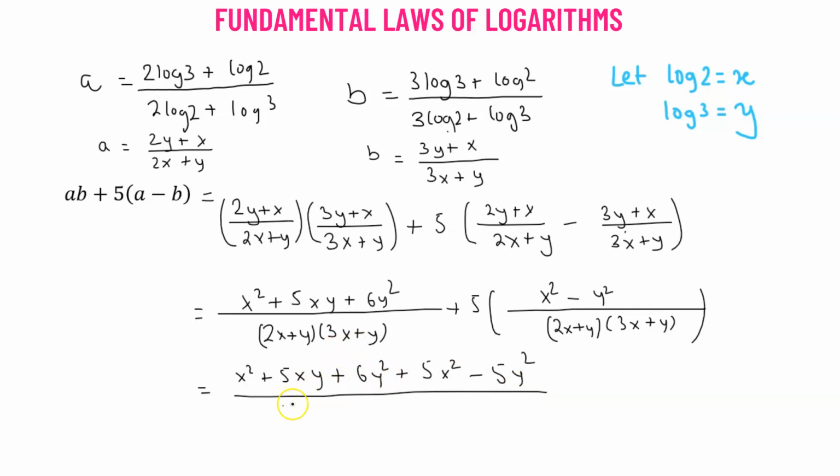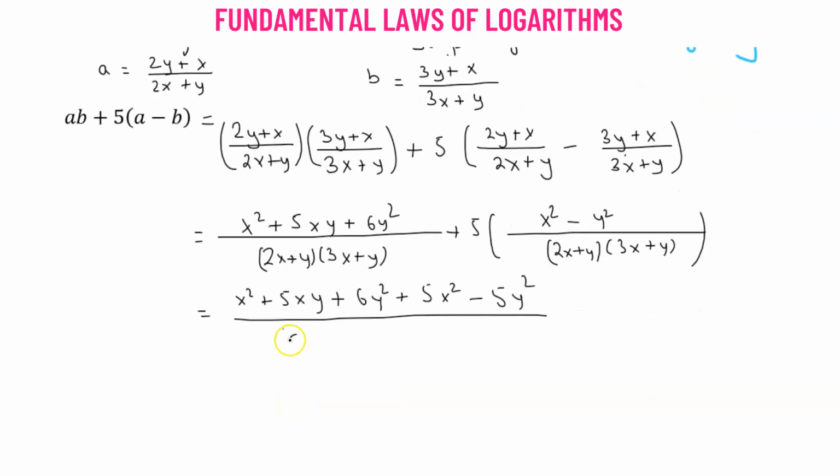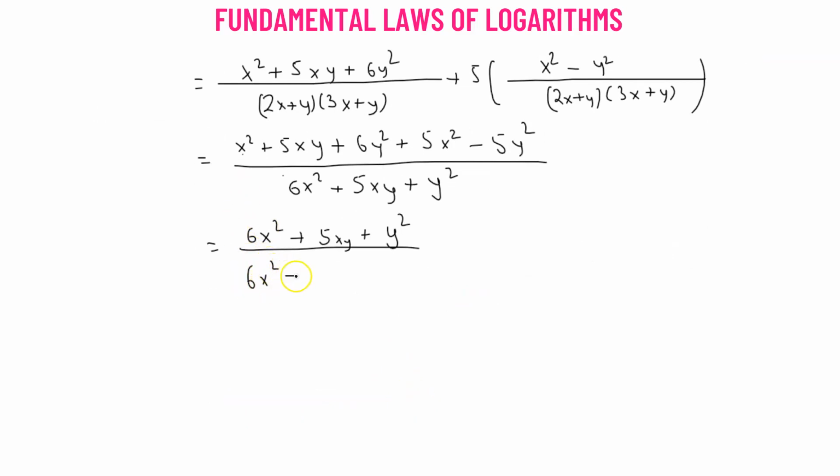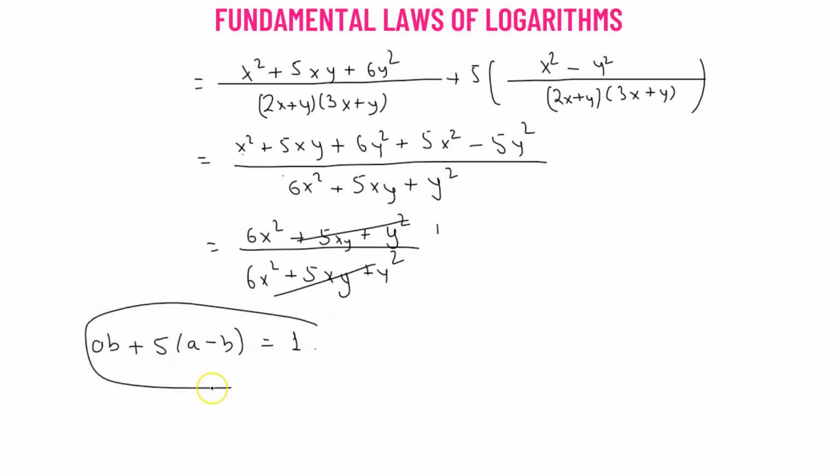So that value equals 6x squared plus 5xy plus y squared. We have x squared plus 5x squared, which is 6x squared, plus 5xy plus 6y squared minus 5y squared, which is simply y squared, divided by 6x squared plus 5xy plus y squared. So they cancel each other out to give us 1. That means ab plus 5 times a minus b equals 1. So this is the final answer.